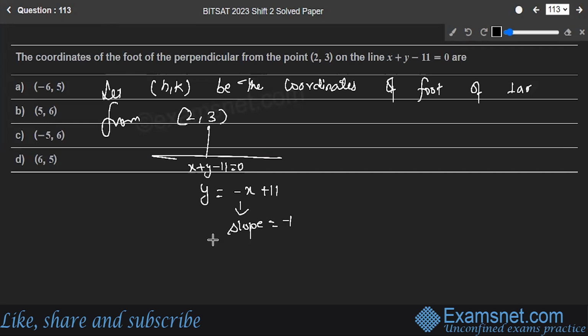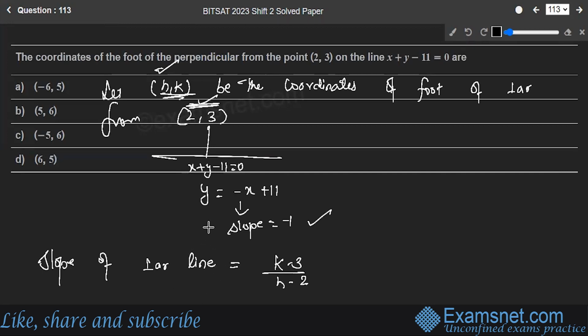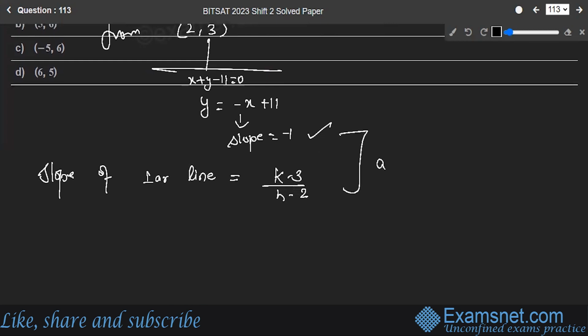Okay, and this is h, k and this is 2, 3. So from these two points, slope of the perpendicular line will be given by k minus 3 upon h minus 2. Also, this is minus 1, and these two are perpendicular lines. Therefore, the product of their slopes is equal to minus 1.